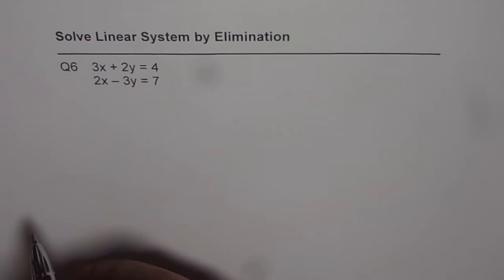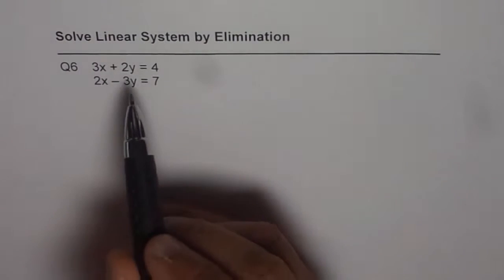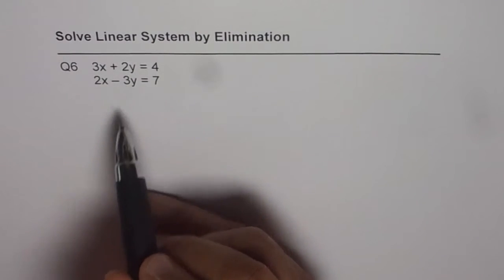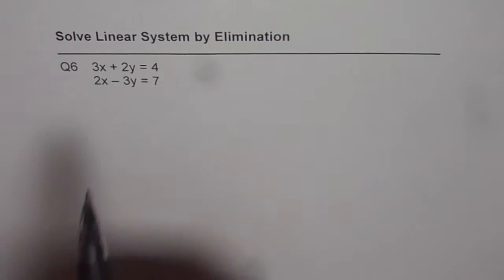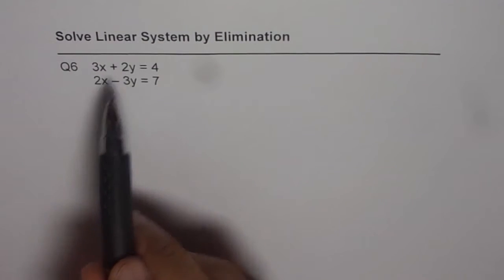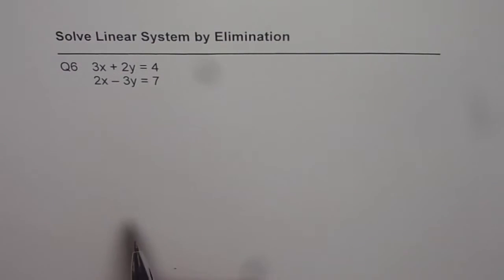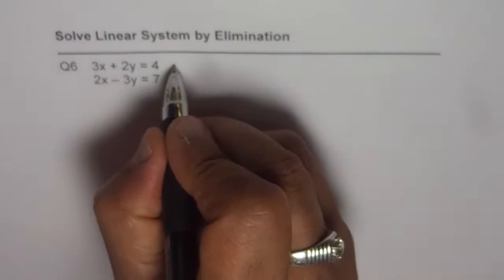So we have to make them same. Now first let us decide which variable to eliminate. Let us say we want to eliminate y. Now the question is how to make their coefficients same. If I multiply equation 1 by 3 and equation 2 by 2, then their coefficients will be 6, and by adding them we can eliminate y. So that is the strategy.